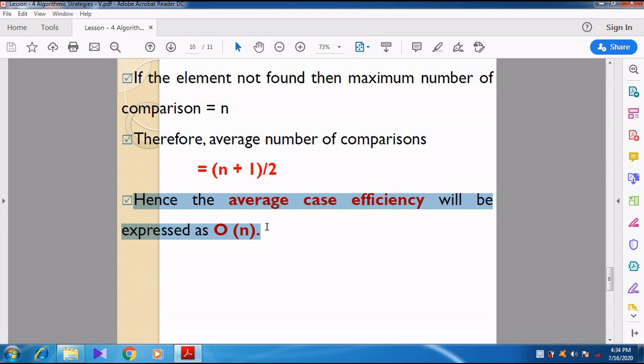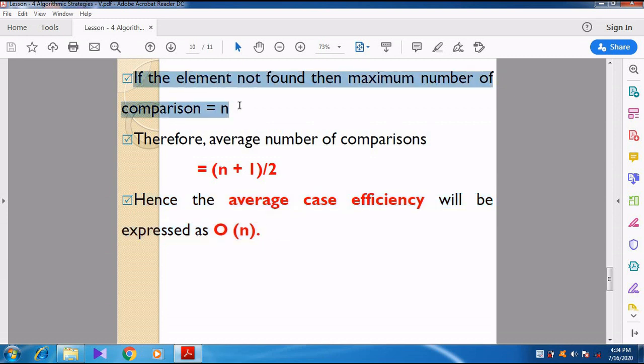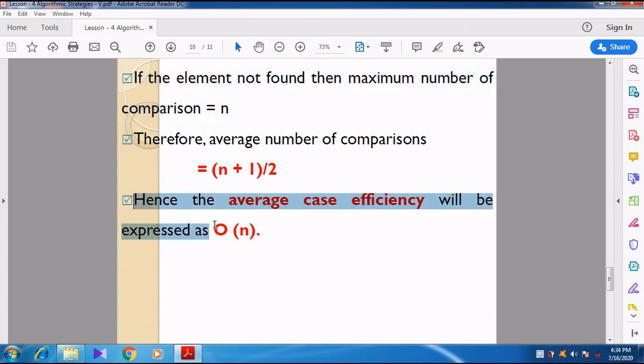Because if the element is not found, then the maximum number of comparisons is n. So they take that as the average case efficiency. Hence the average case efficiency will be expressed as O of n.